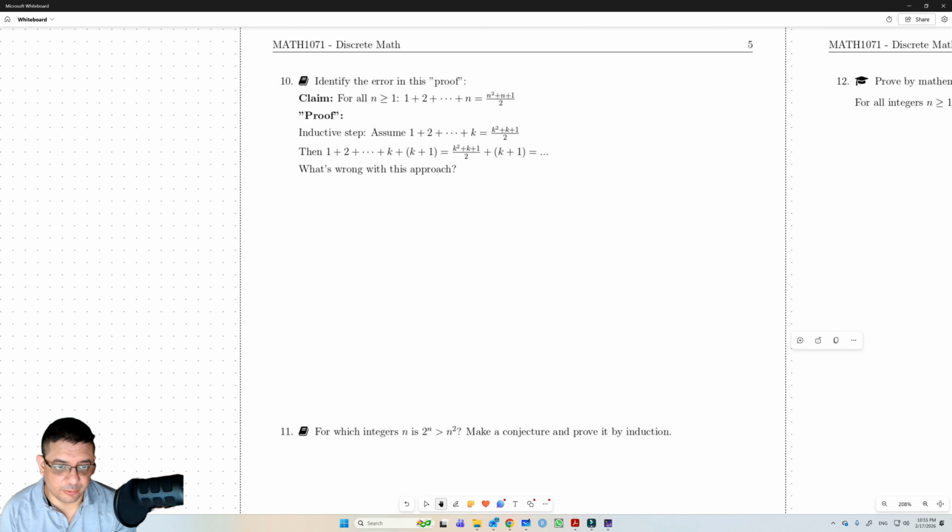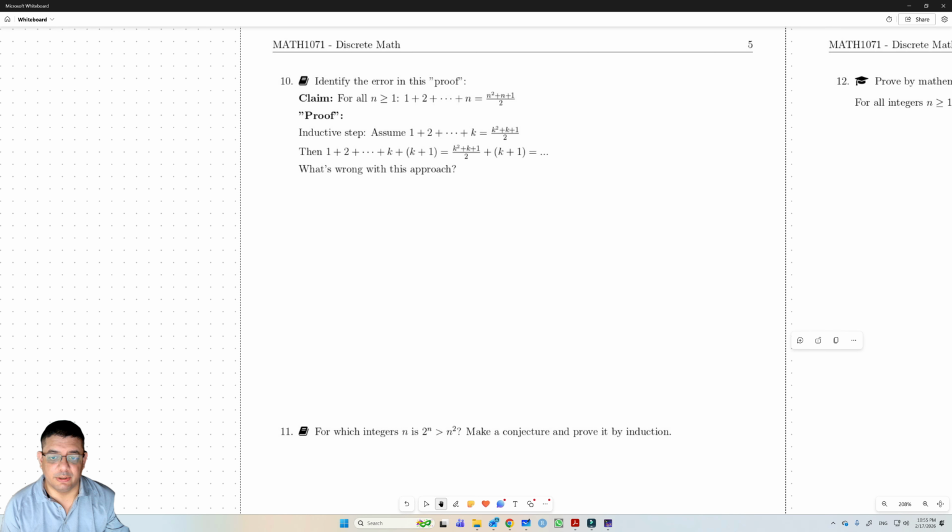Now let's continue with question number 10. Question number 10 says, identify the error in this proof. We have for all n bigger than 1, 1 plus 2 up to n is n squared plus n plus 1 divided by 2. Here the proof says, inductive step, assume that 1 plus 2 plus up to k equals k squared plus k plus 1 divided by 2. Then the sum up to k plus 1 is just going to be equal to k squared plus k plus 1 divided by 2 plus k plus 1.